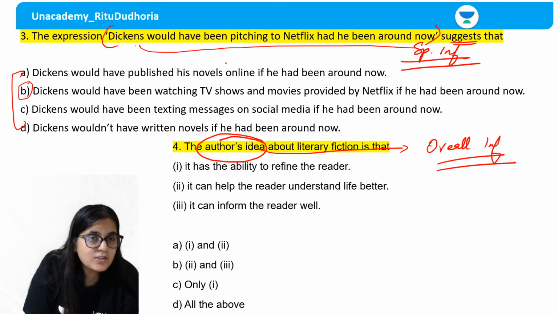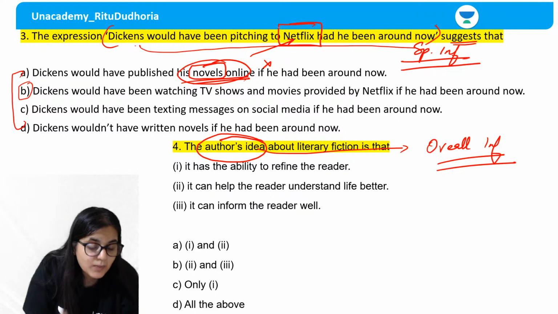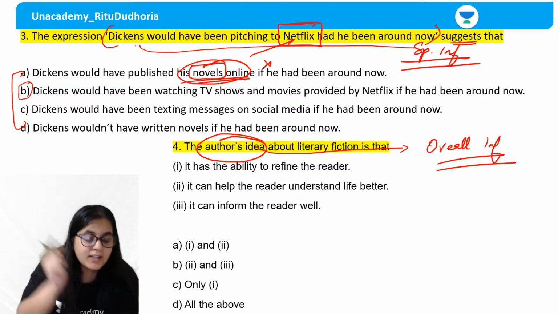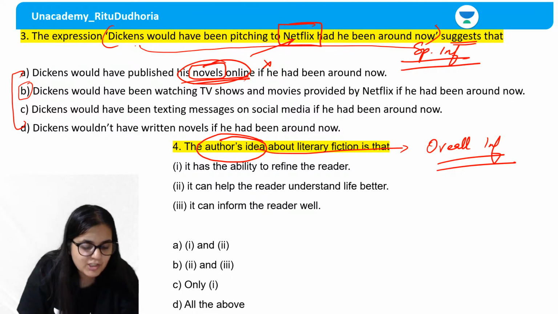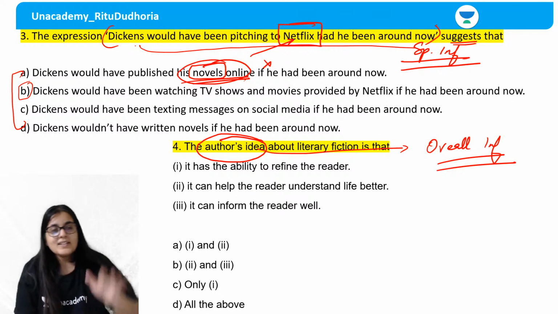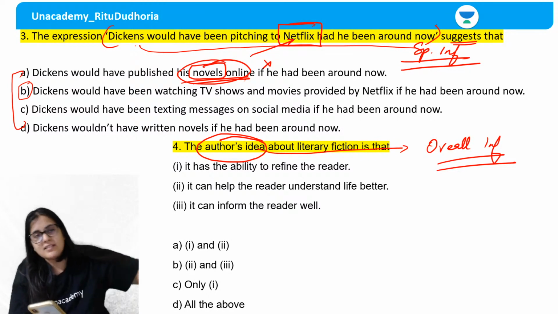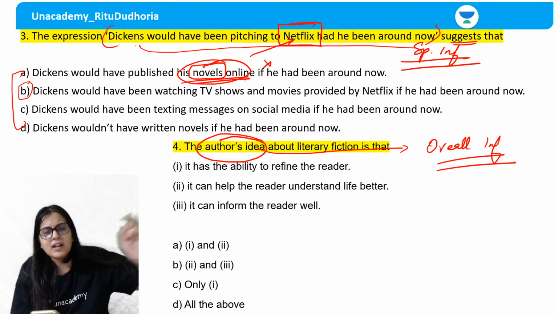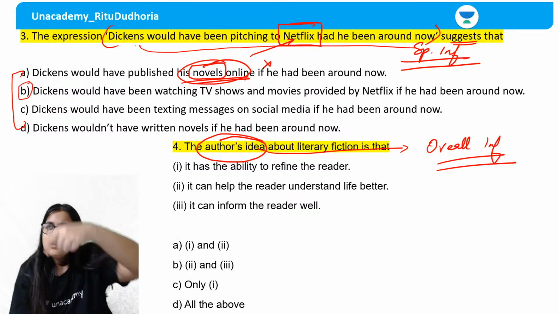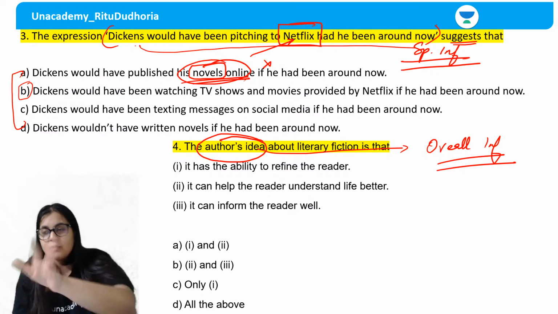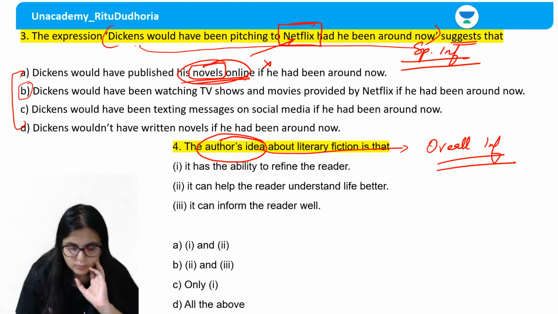He would have published his novels online. No, Netflix is not about publishing novels online. Did you understand the mistake with statement A? It's not about publishing the novels online. He would be pitching to Netflix. Why Netflix? For publishing on Netflix online novel publish करता है. No, it says novels are a thing of the past. Novels छोड़ो अब अगर तुम story writer हो, you will be pitching to Netflix कि इस पे कोई movie बना दो, इस पे कोई series बना दो.